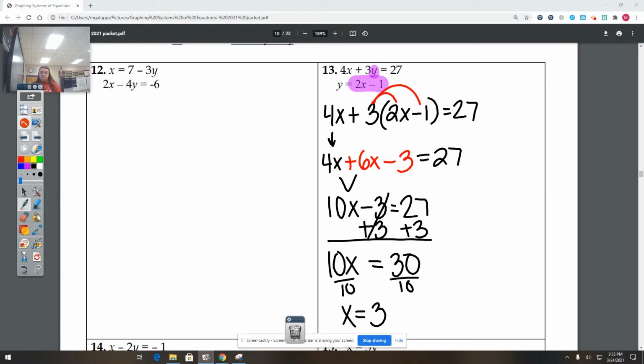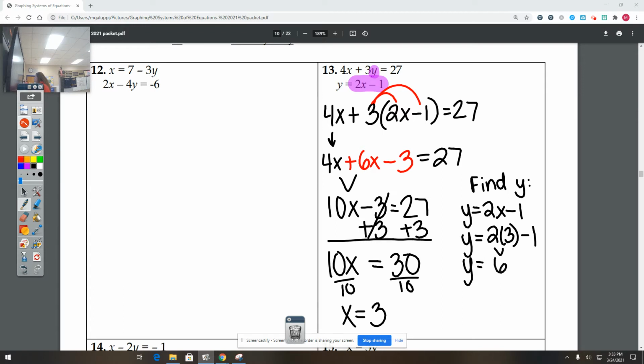Now remember, the solution is a point, the point of intersection. So we need both an x and a y coordinate in order to have a point. So now I can go back and find y. I know that y is equal to 2x minus 1: 2 times my x coordinate, minus 1. And I got that the x coordinate was 3, so I know that y is equal to 2 times 3 minus 1. 2 times 3 is 6, minus 1. And then, of course, 6 minus 1 is 5.